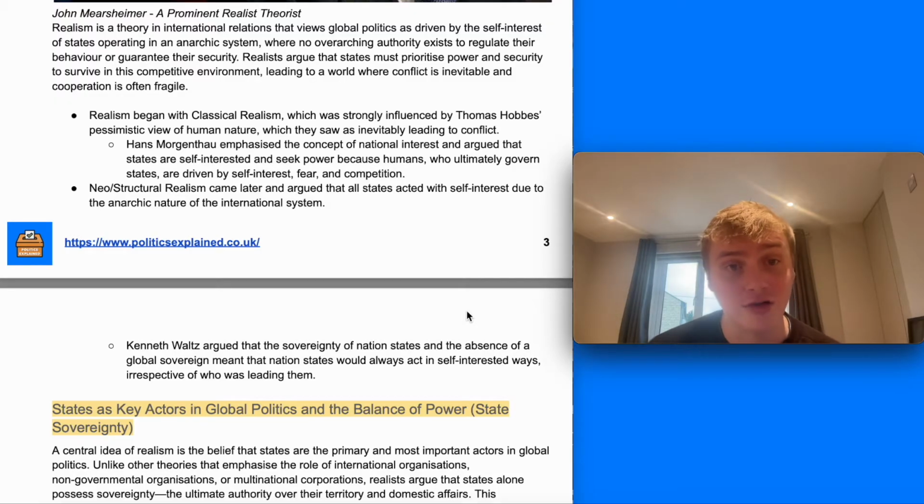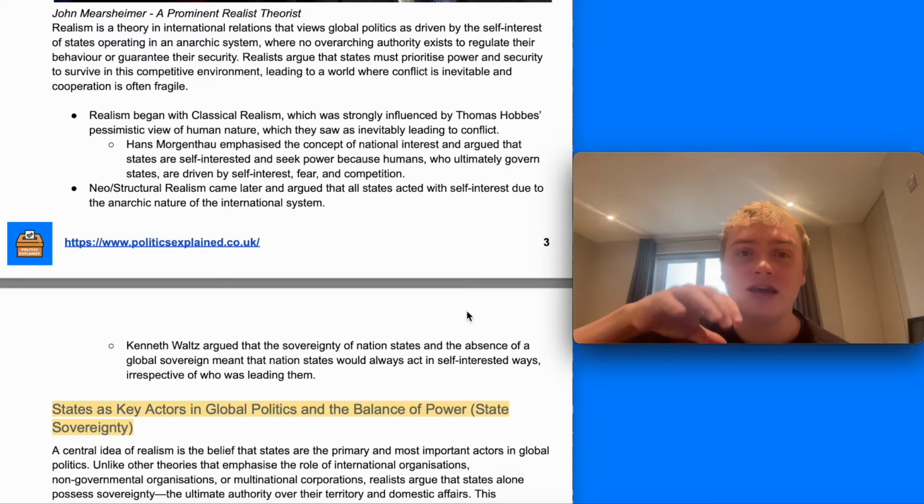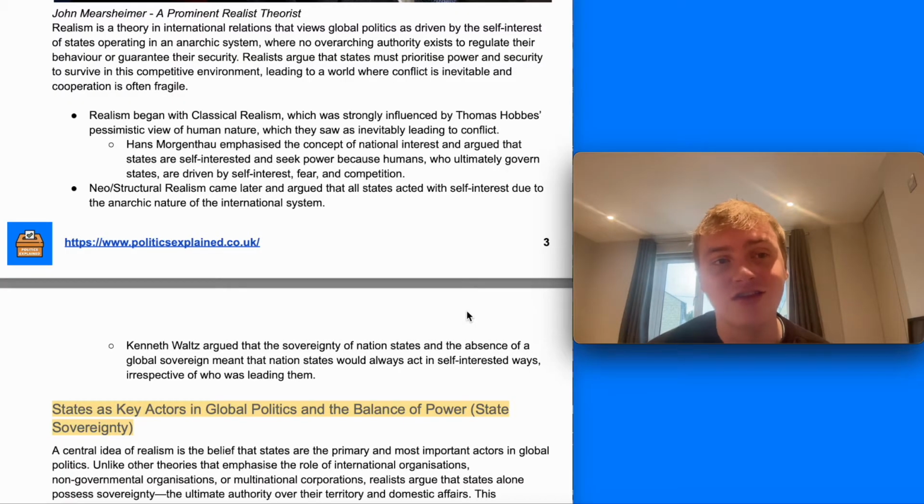And realists argue that as a result, because people live in anarchy, states live in international anarchy. States must prioritise their power and security to survive in this uncooperative environment. And that leads to an environment where states really focus on maximising and protecting their power. And that means that conflict is inevitable and cooperation is often very fragile.